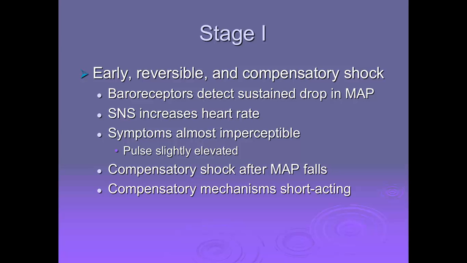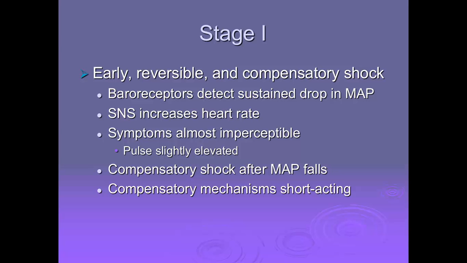This causes the sympathetic nervous system to increase the heart rate and the force of cardiac contraction, thus increasing cardiac output. Vasoconstriction occurs, maintaining perfusion of cells, tissues, and organs. Symptoms in stage 1 are almost always imperceptible. The pulse is slightly elevated.